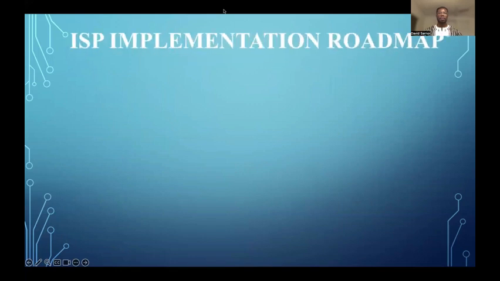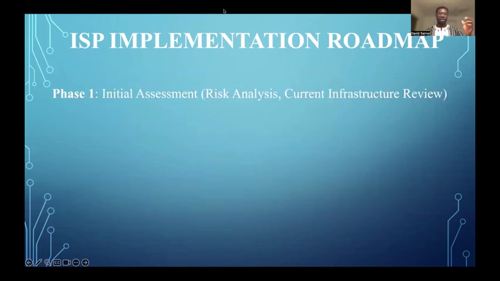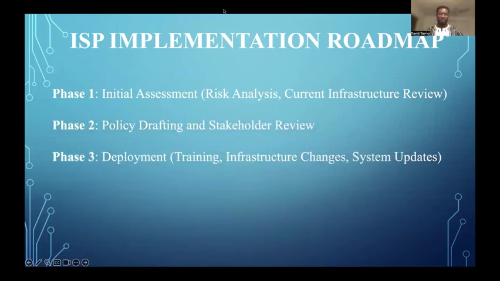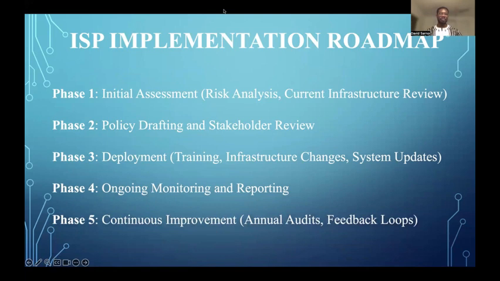Next is the roadmap of this program, how the ISP will be implemented. Now, the implementation of ACME's Information Security Program follows a structured roadmap to ensure that it is effective, efficient, and adaptable to the company's evolving needs. Here is a breakdown of the phases. Phase one, the initial assessment, which entails risk assessment, current infrastructure review, policy drafting, and stakeholder review. Deployment, which entails training, infrastructure changes, and system upgrades. Ongoing monitoring and reporting. The final phase of this program is continuous improvement, annual audit, and feedback loop.